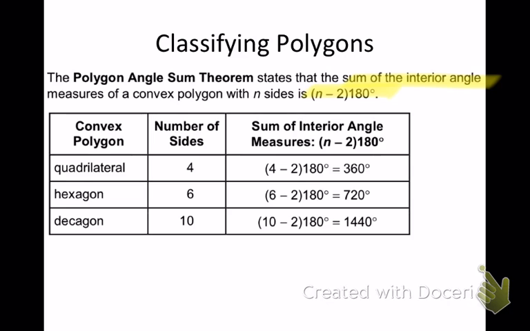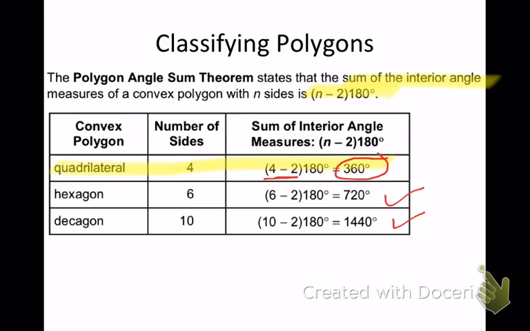Again, a quadrilateral. A quadrilateral has how many sides? 4. So you'd plug it in. 4 minus 2 times 180. So 4 minus 2 is 2, 2 times 180. A quadrilateral will always add up to 360. Some of us probably already knew that, didn't we? If you think about a rectangle, a square, all those different shapes, we probably already knew that. But we can use that same formula now to show a hexagon and a decagon.